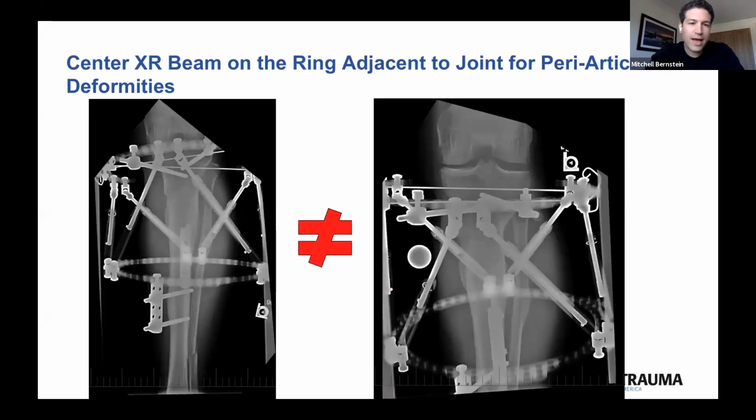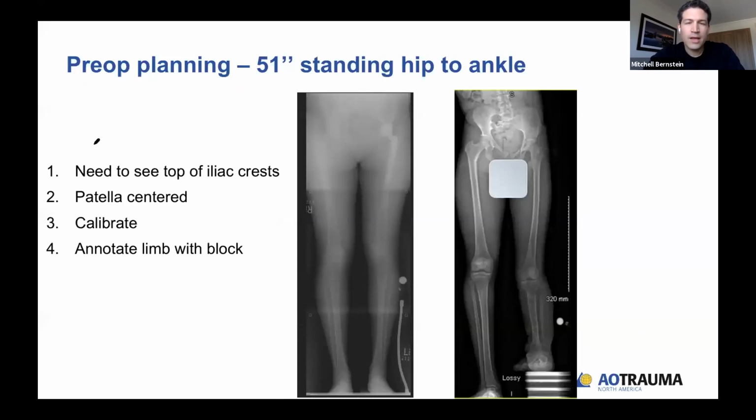The image on the left over here is an example of a very poor image. You cannot see anything. You can't see the joints. You can't measure anything. So this patient would be sent back to X-ray to get a better beam centered on the ring.